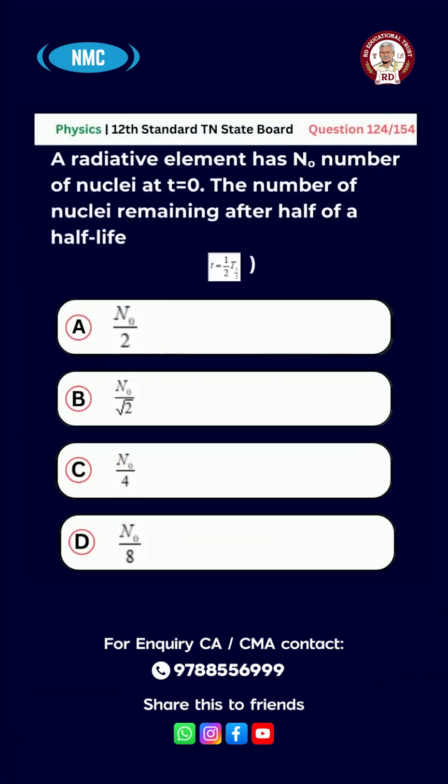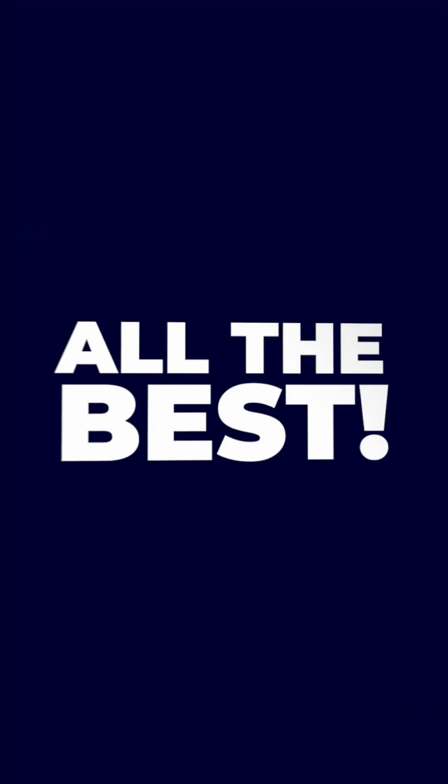Question number 124. A radioactive element has N0 number of nuclei at t equal to 0. The number of nuclei remaining after half of a half-life, that is at time t equal to 1 by 2 T1 by 2, is: option A, N0 by 2; B, N0 by root 2; C, N0 by 4; D, N0 by 8. The right answer is option B, N0 by root 2.